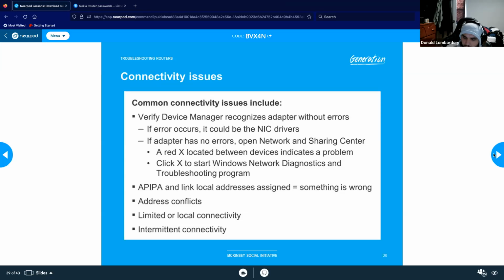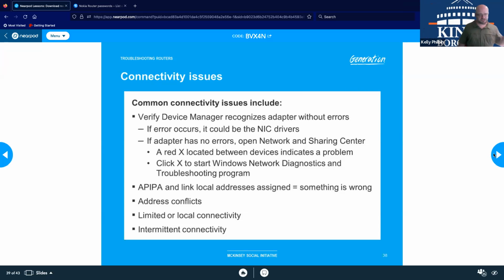All right. Address conflicts. If two people on the same network are operating with the same IP, it will be intermittent communication. Only one of you can talk at a time. That typically only happens if somebody statically puts in their IP address and then somebody else receives that lease from the DHCP server.